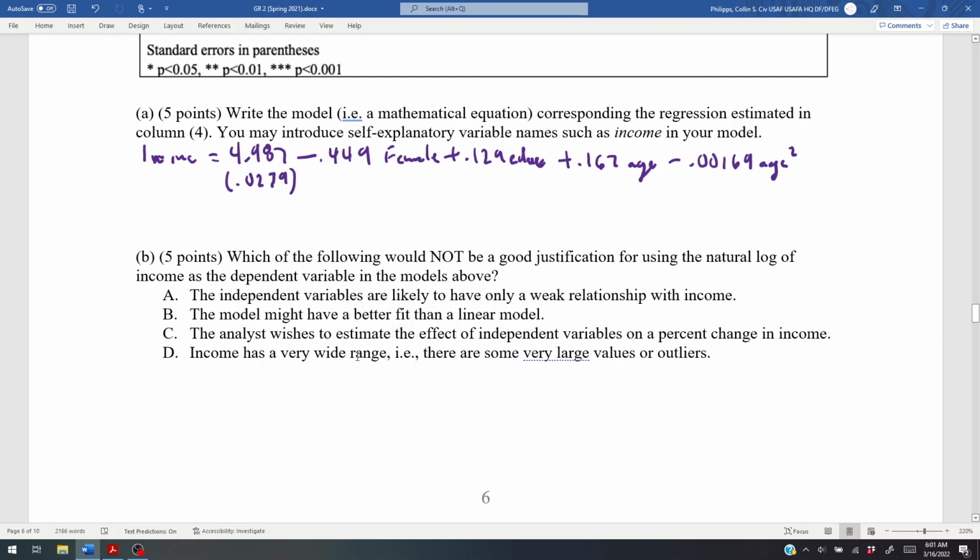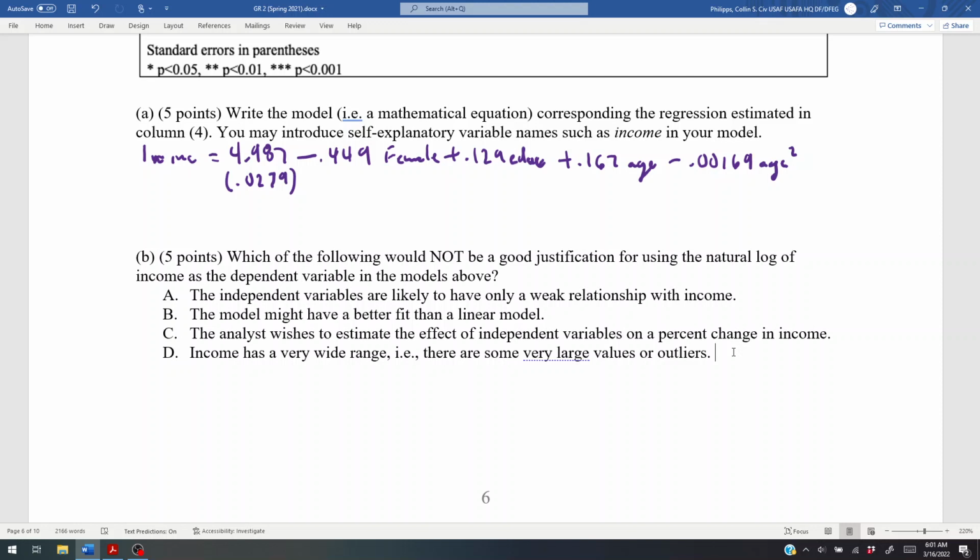Income has a very wide range, i.e. there are some very large values or outliers. This is also true. The thing about the income distribution is that the tail on the right is long. There are going to be a lot of people with huge incomes, but well, I guess I should say, there are going to be a small proportion of people. A lot of people up there, but relative to everybody else, very, very small proportion of people are up there. And that tail is long. It goes all the way up into numbers that have billion in the name of them. So yes, income is a very wide range.